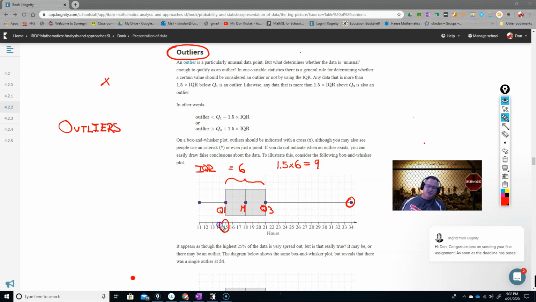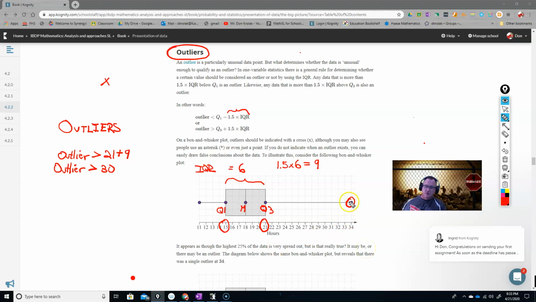If I subtract these two values, 15 and 21, I get an interquartile range of 6. All right, the basic rule is you take 1.5 times the interquartile range. So the interquartile range is 6. I multiply that by 1.5, I get 9. Something is an outlier if it is 9 places further than the third quartile. So an outlier would be greater than my third quartile, which was 21. If I took 21 and added 9 to it, any value greater than 30 would be considered an outlier.